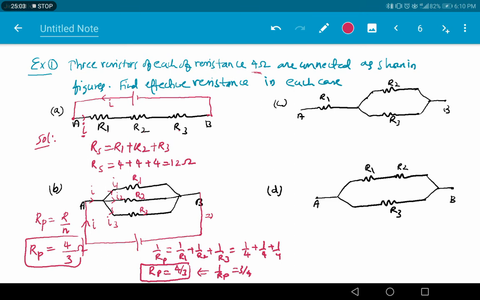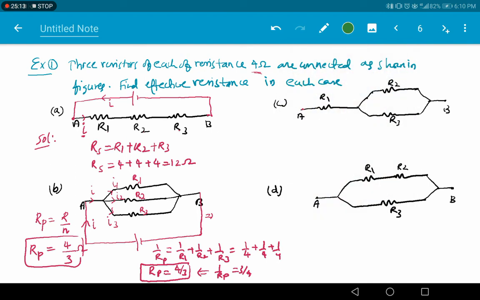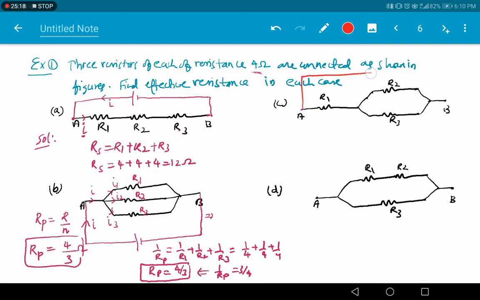Now let us come to example C. So again we should connect a cell between the ends. When we connect a cell between the ends, the current I is passing in R1. Now this current I reaches the junction. It splits, as there are two resistors, R2 and R3. So I1 and I2.